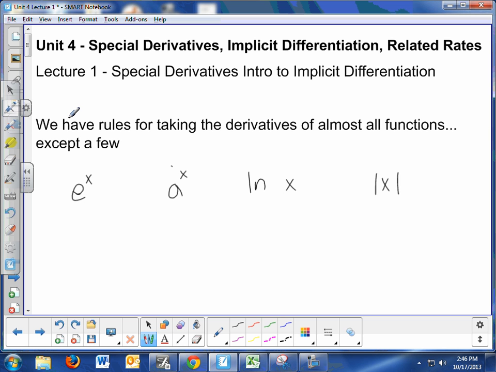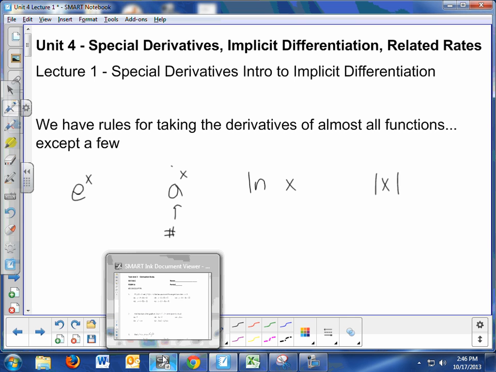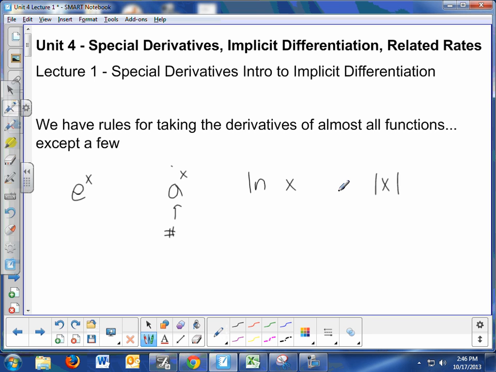Except for a couple of functions. They have their own special rules. Functions like e to the x or some number a to the x, where a stands for just a number, some constant. The natural log of x and the absolute value of x. Okay, these are all different functions, and we don't know how to take the derivatives of them, but we'll find out today. And surprisingly, they're all kind of similar.